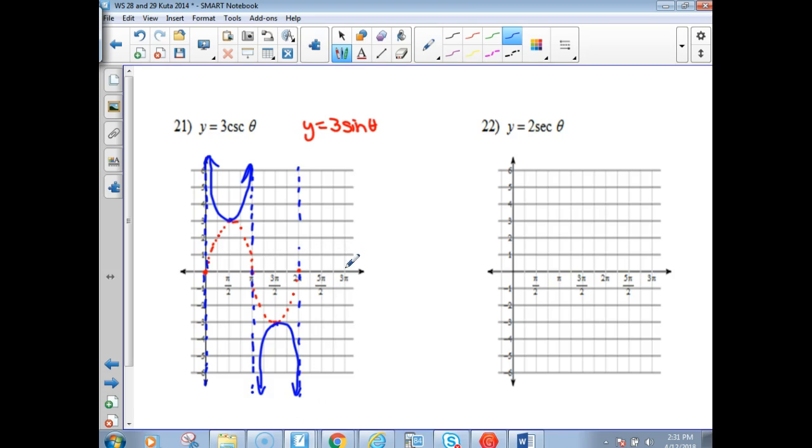And you could continue it by making another asymptote at 3 pi, and then realizing it'd be a loop up in this section. That's the end of that. The point here would be pi over 2, 3. This one would be 3 pi over 2, negative 3, and those are the only ones you have to label.